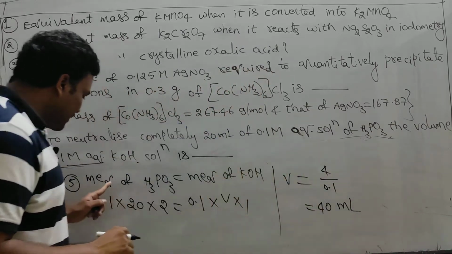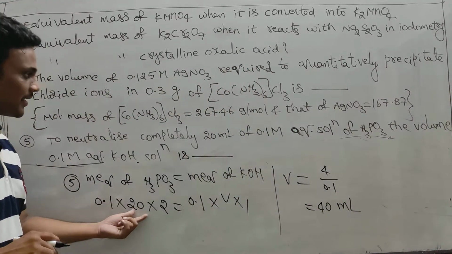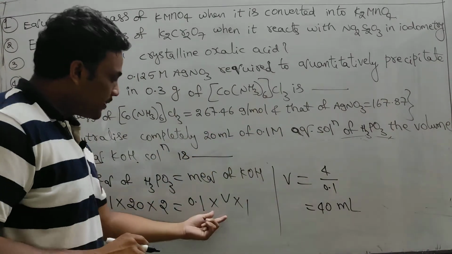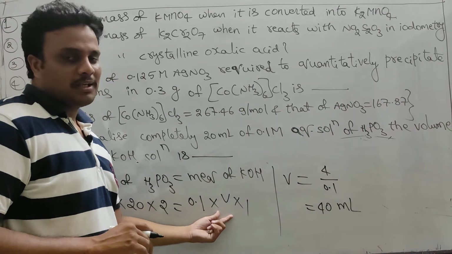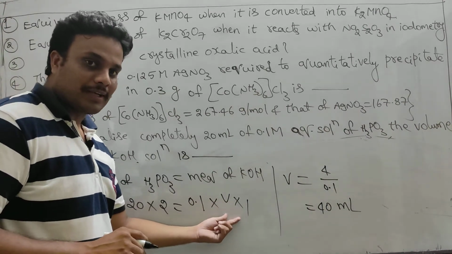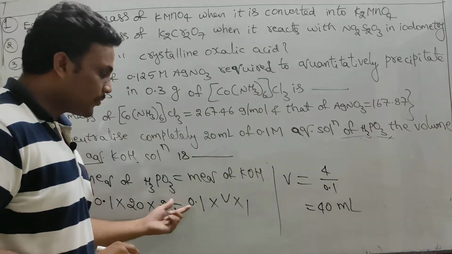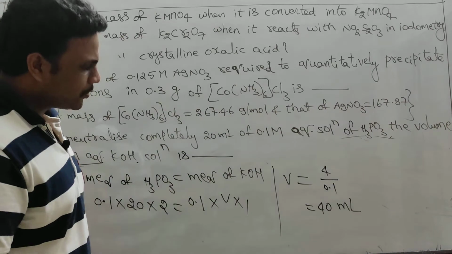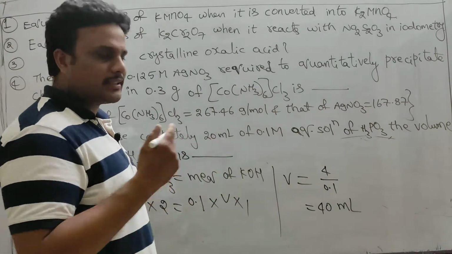Why mL? Because I have taken milli equivalents. On the left side I have taken volume in milliliters from the given question, so the right side should be volume in milliliters, not liters. If it is liter, it will be number of equivalents. I have taken milli equivalents here. One side equivalent, one side milli equivalent, blunder. So both sides' volume must have the same units.